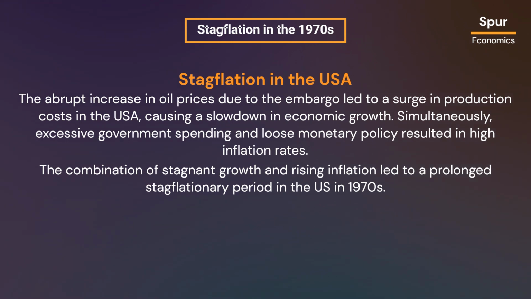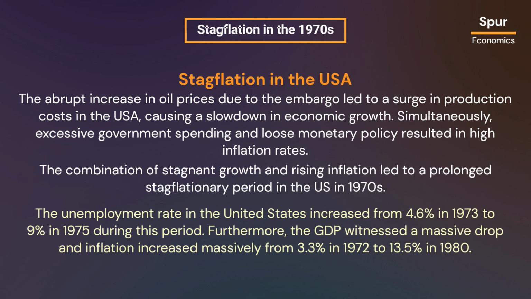The unemployment rate in the United States increased from 4.6% in 1973 to 9% in 1975 during this period. Furthermore, the GDP witnessed a massive drop and inflation increased massively from 3.3% in 1972 to 13.5% in 1980.